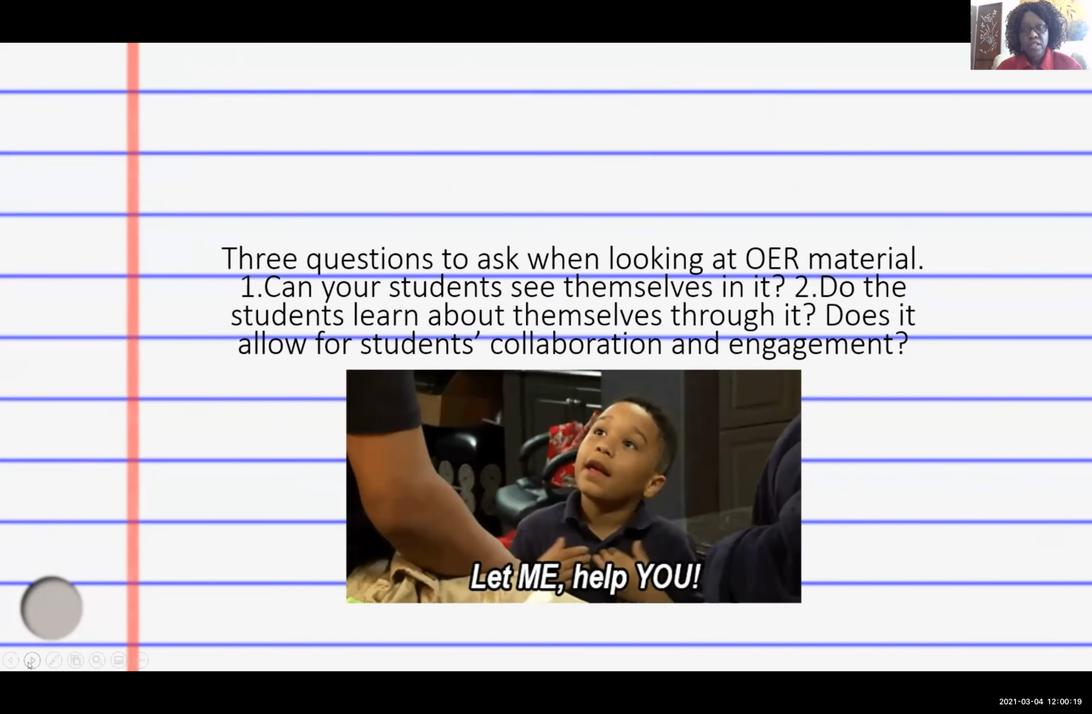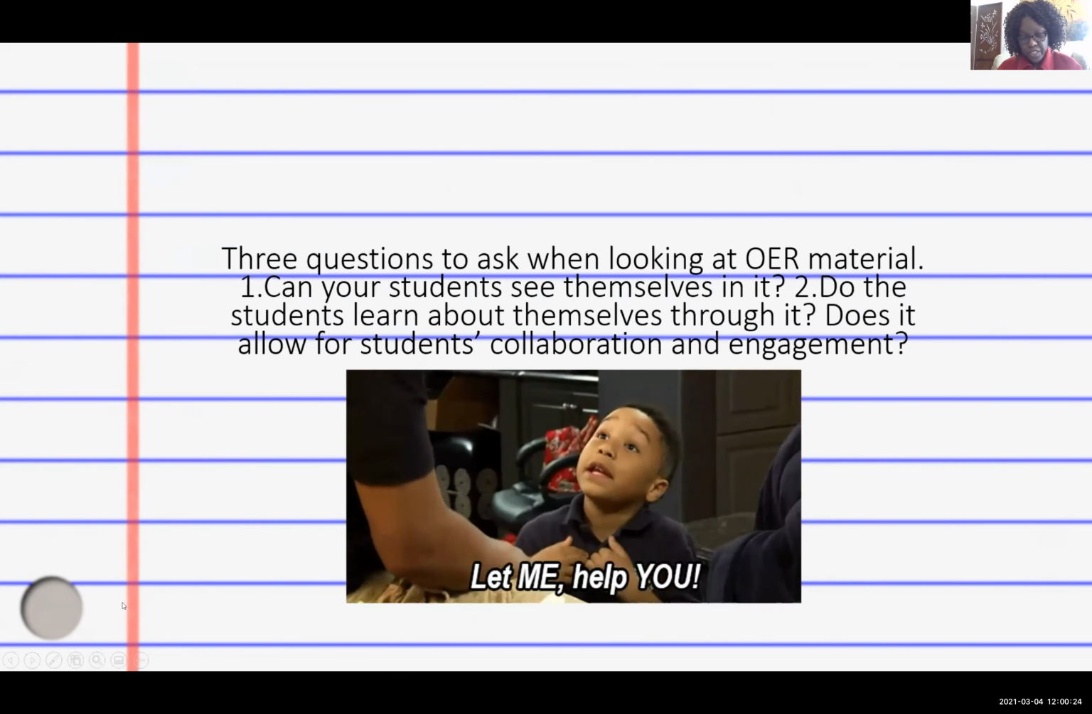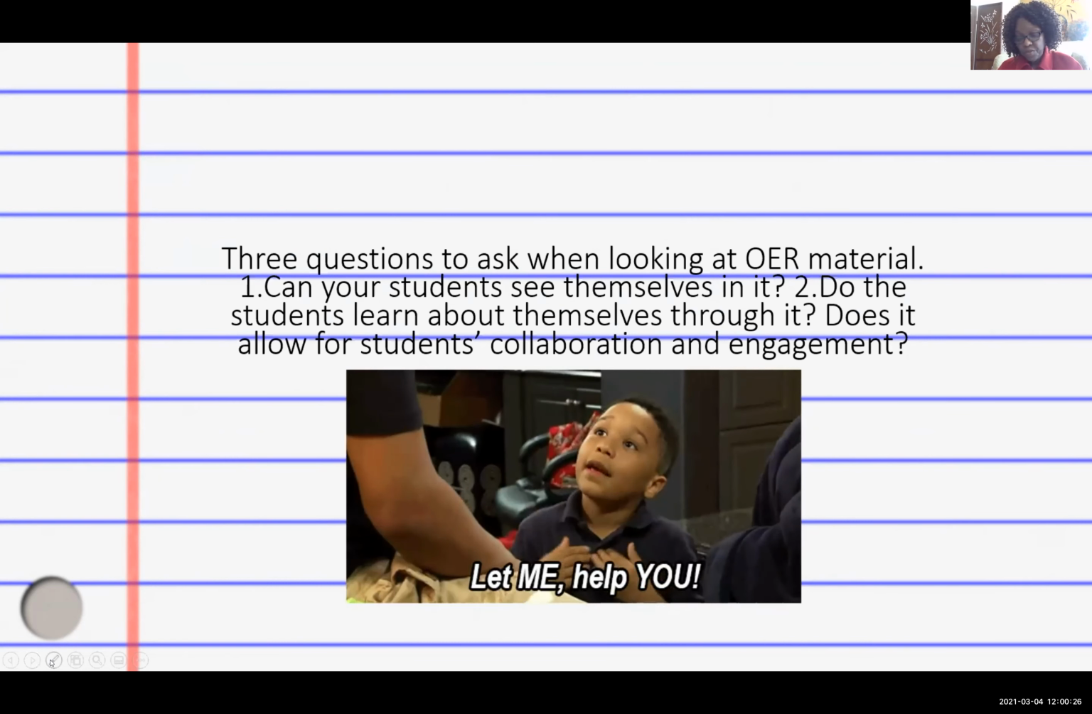Okay, so the last one is, can students see themselves in the material, and can students learn about themselves through the material?